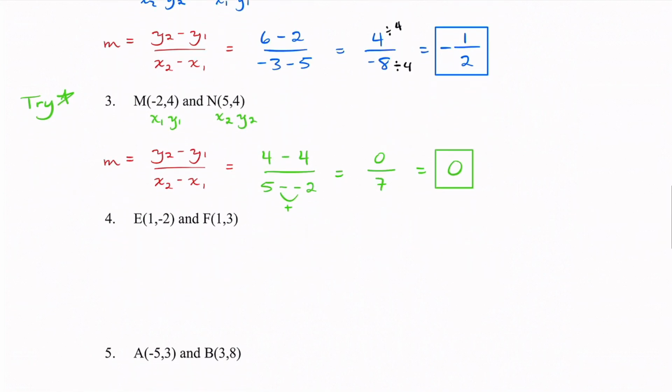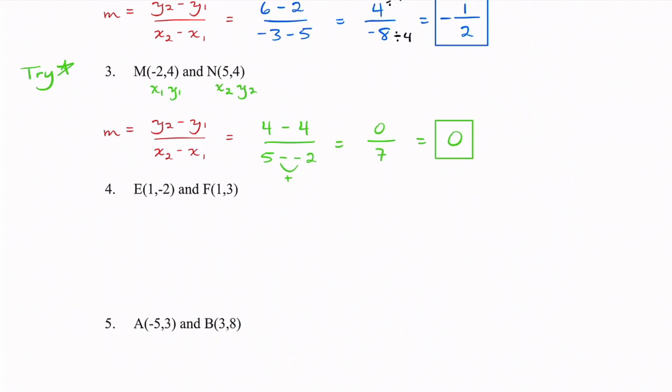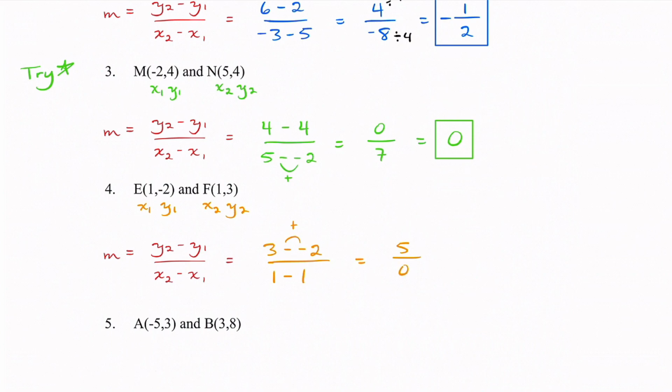On to number 4 here now, and this one we're going to do together again. So I'm going to label my points here first, x1, y1, x2, y2. And then after that, start with our formula, and then we just fill it in. So y2 is 3 minus y1, that's a -2, divided by x2, that was the 1 right there, so we got a 1, minus x1, that's also a 1. So I have that. In the numerator, the minus minus is actually a plus, so we got 3 plus 2, that's 5. But in the denominator, we got 1 minus 1, that's 0.